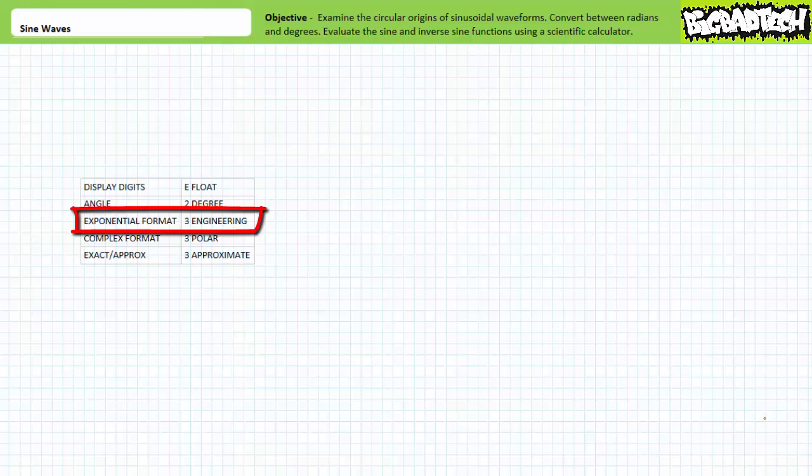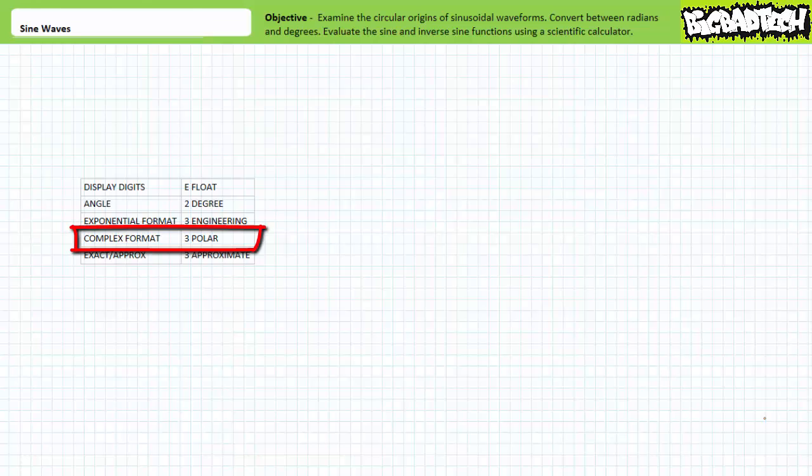Walk down to exponential format using the down arrow key and then press the right arrow key to access this menu. Walk down the list with a down arrow key. The option I'll choose is 3, engineering. Press enter to save this option. Walk down to complex format using the down arrow key and then press the right arrow key to access the menu. Walk down the list with a down arrow key. The option I'll choose is 3, polar. Press enter to save this option.